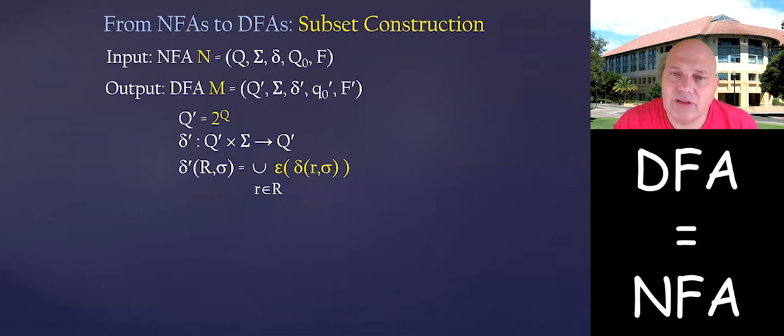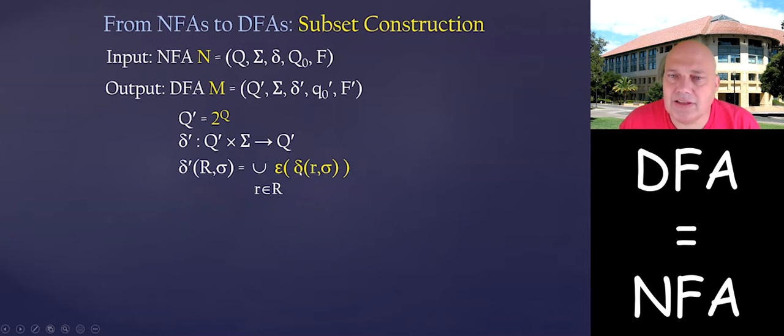Now, from each one of them, you're going to ask, what can I reach now that I'm taking a sigma step? So we're going to take the union over states R in R of the things you could reach from R with the step while reading sigma. So what are these things?